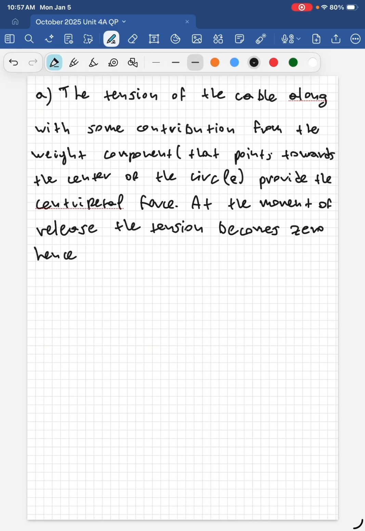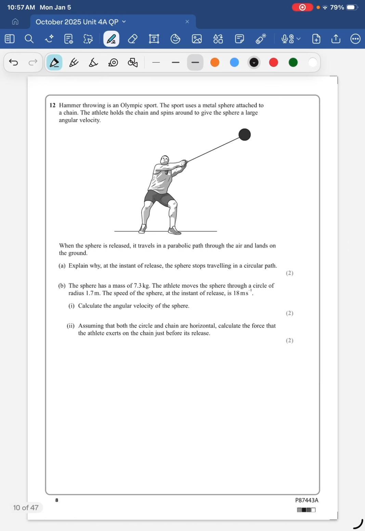Hence, the hammer flies off. And that's the answer. Okay. Let's go to part B.